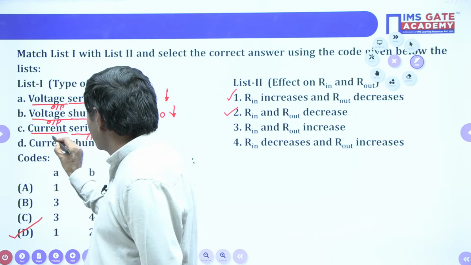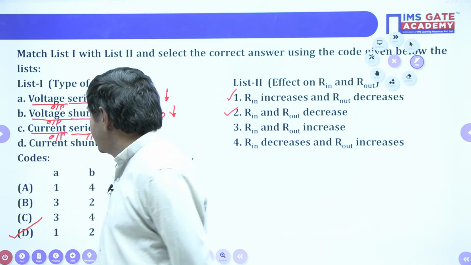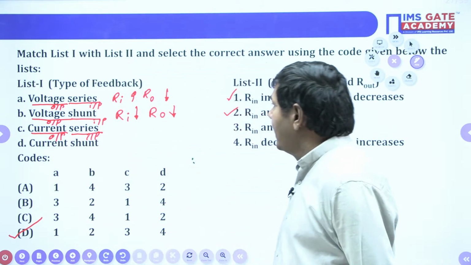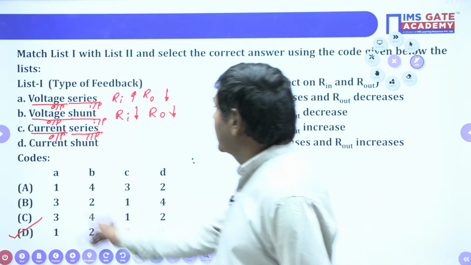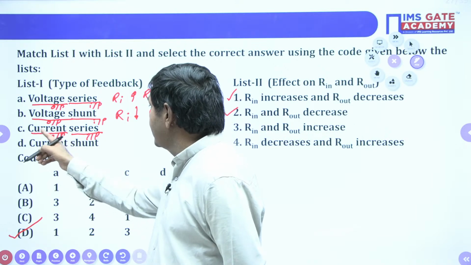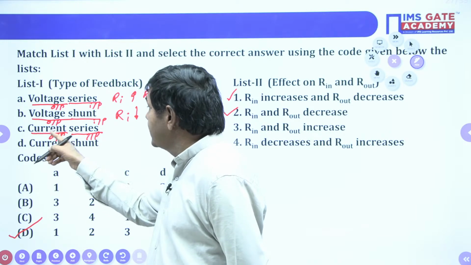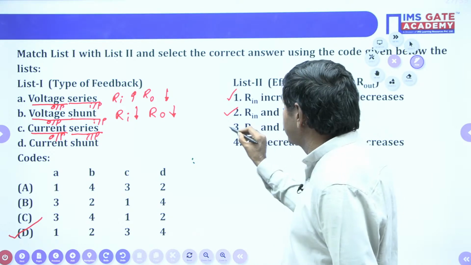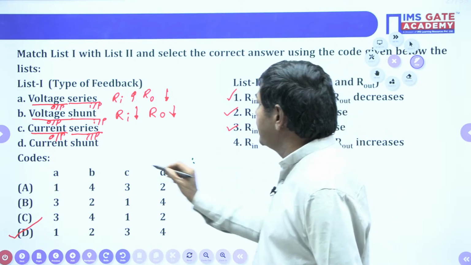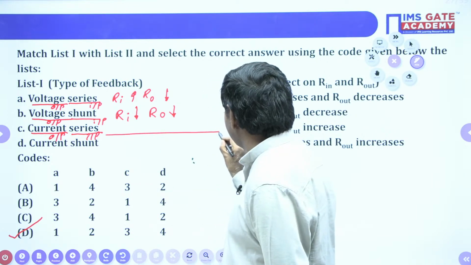Current is nothing but the output. Series indicates what we can say? R_in increases. And what does the current indicate? Series. Current series means this resistance also increases. That means option C, R_in and R_out increase for the third. For C, we can say only this one is possible.